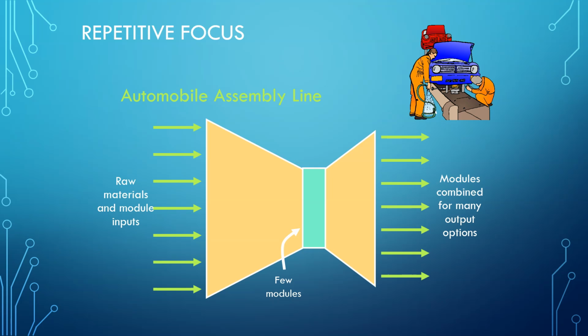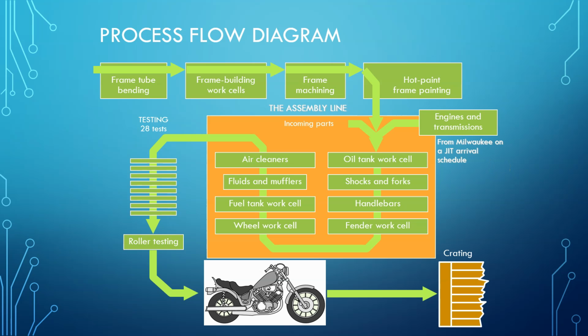In the repetitive focus strategy at an automobile assembly line, different modules such as engines, transmissions, wheels, fuel tanks, and many other modules will be combined to create many outputs. You will see different cars, different modules, different types of the same car. This figure shows the process flow diagram of the repetitive strategy at Harley-Davidson.